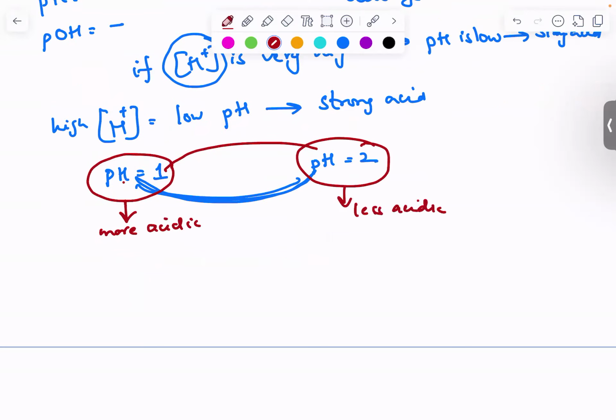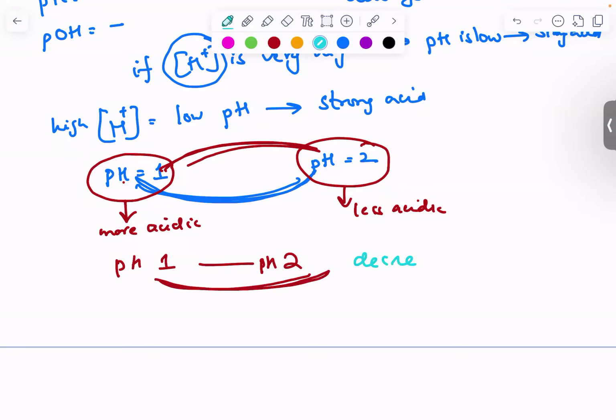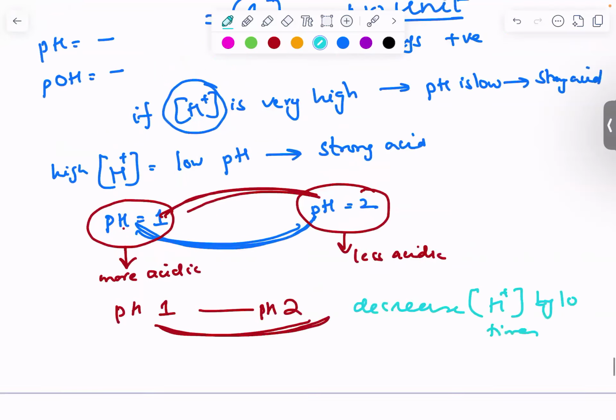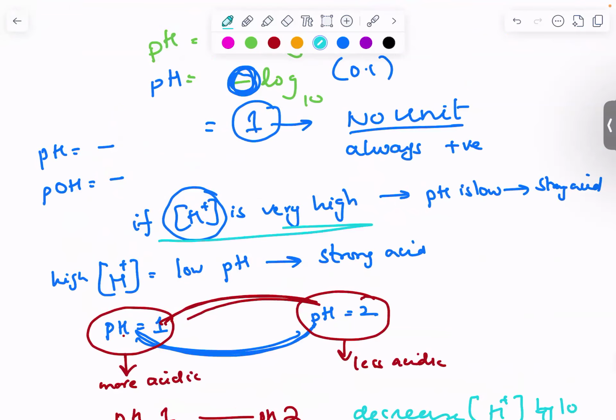It means that increasing the pH by 1 unit, that is from pH 1 to pH 2, represents a decrease. Definitely there will be a decrease in hydrogen ions by 10 times. Why? Because I told you that there is an inverse relationship between pH and hydrogen ions.